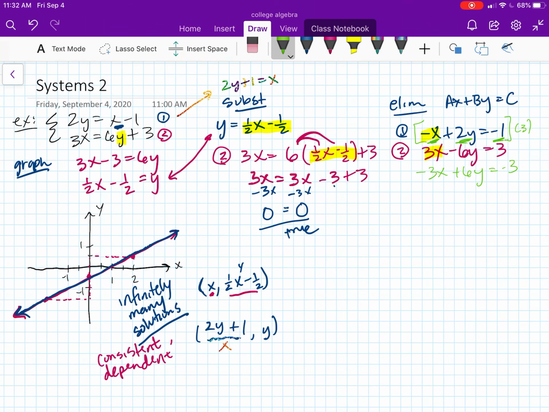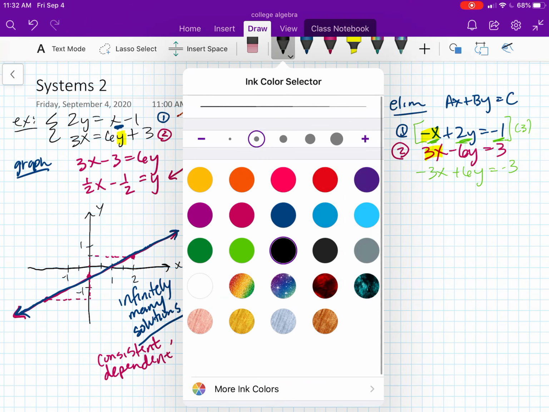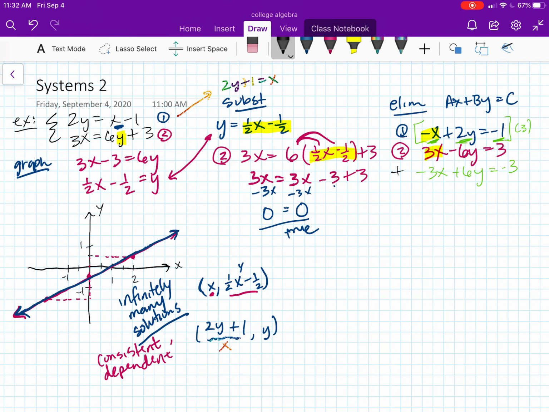Okay. So now I'm adding this new equation 1 with this equation 2. Right? I'm adding these two here. Well, you could see that everything would cancel. 3x minus 3x, 0. Negative 6y plus 6y, 0. 3 minus 3, 0. 0 equals 0. It's a true statement, just like the other one. Infinitely many solutions when that occurs.